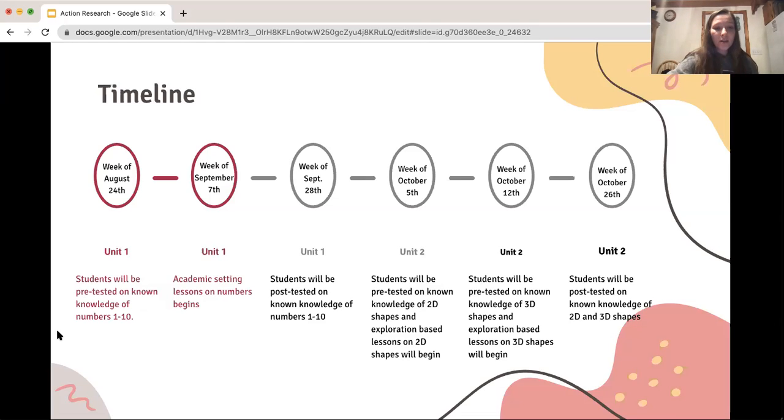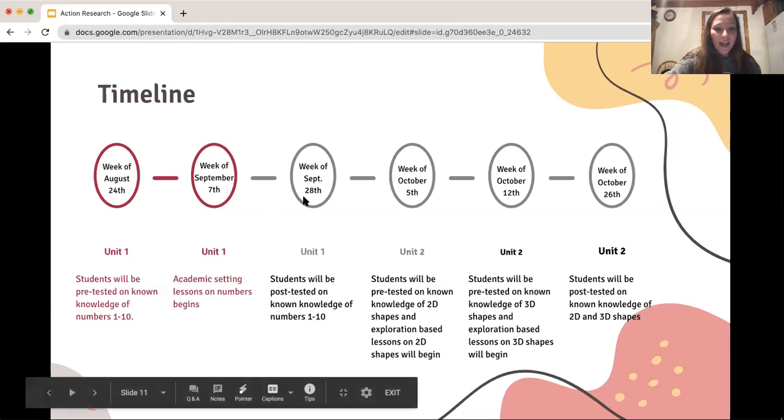My school system uses Engage New York, which is Eureka Math, and that is what I used to deliver these lessons. I used the lessons that Eureka provides, I used the worksheets Eureka provides, and in the end, I also used the assessment that it provides. So for the week of September 28th, students were post-tested on their known knowledge of numbers 0 to 10. It says 1 to 10, but it was 0 to 10.